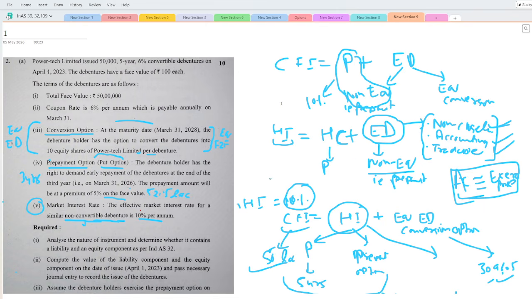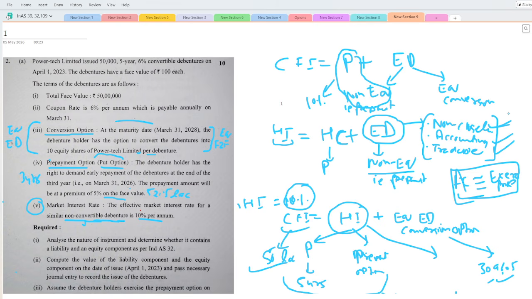Here they have given the 10% interest, so it is of the hybrid. The institute has simply presumed that it is closely related. That's why they have given the effective interest rate of the hybrid instrument. In the non-closely related case, various things are there from which you can determine whether the embedded derivative is closely related to the host contract.